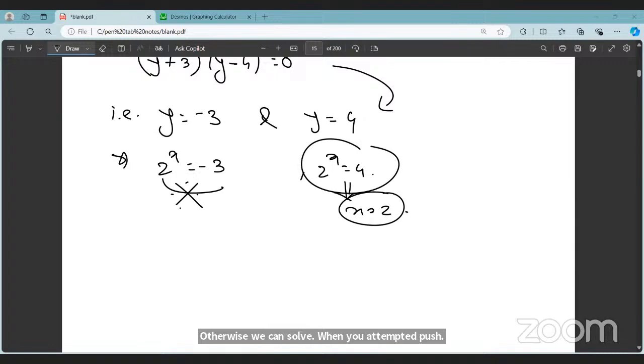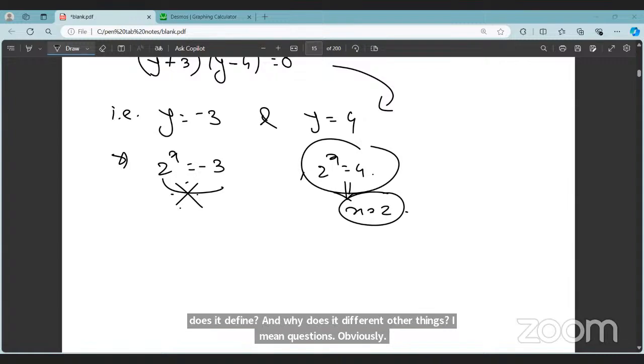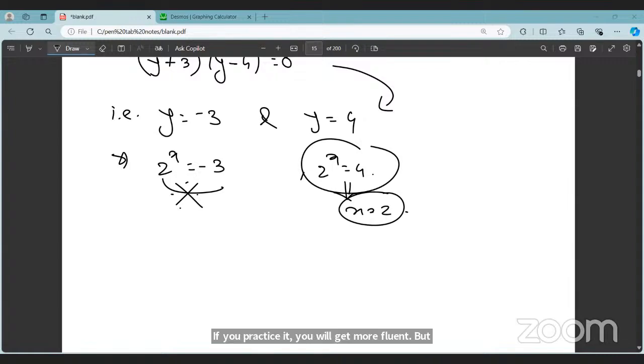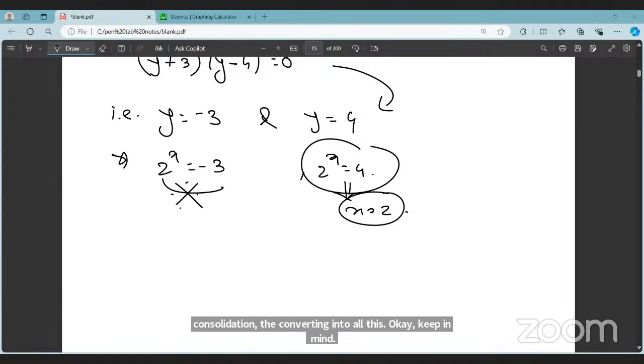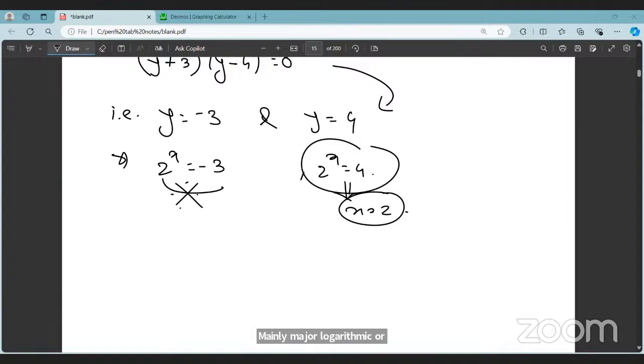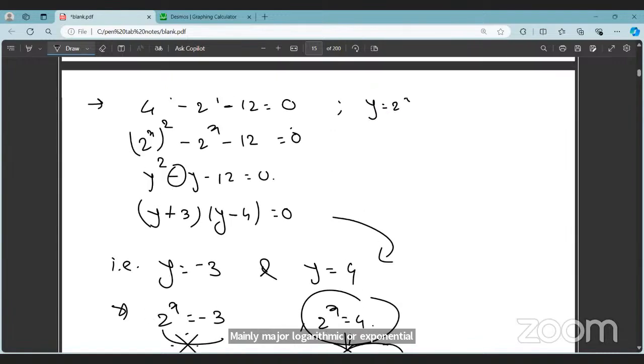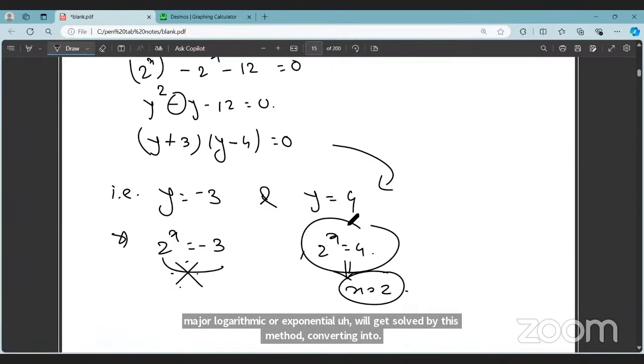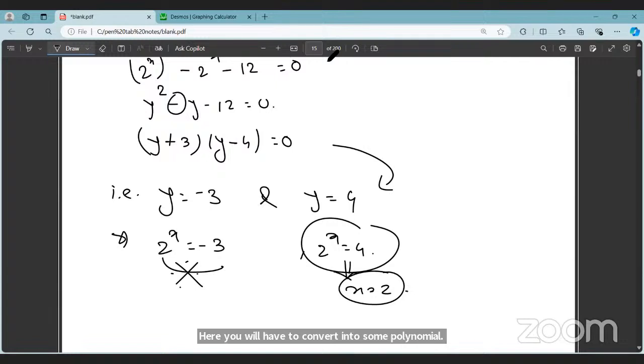Logarithmic calculation will be there, but the main thing is you have to understand the concept. How does log come? How is it defined and why is it defined? Obviously, if you practice questions, you will become more fluent, but just understand the concept. This is a very famous way to solve such questions, converting into polynomials. Keep in mind, mainly most logarithmic or exponential questions will get solved by this method. You convert into some polynomial, get some cases, discard some cases, and you get the answer.